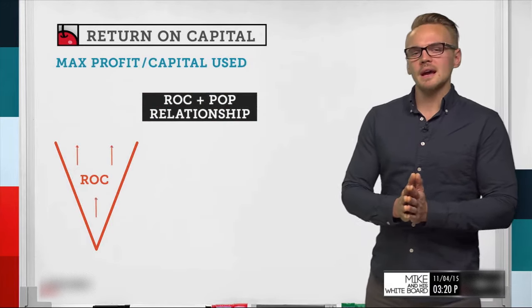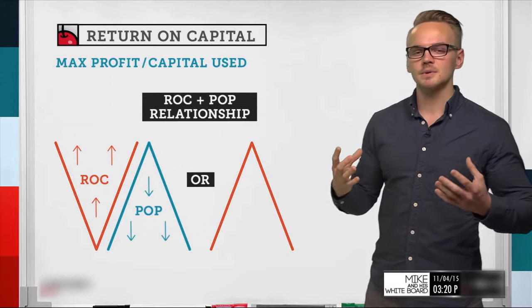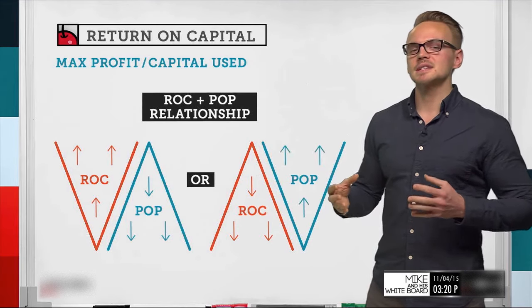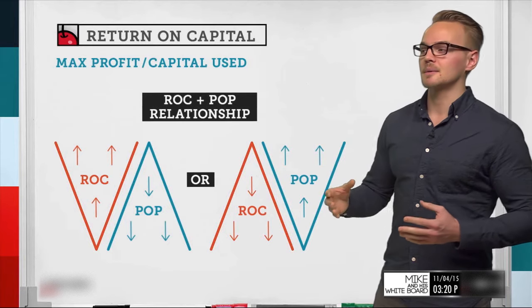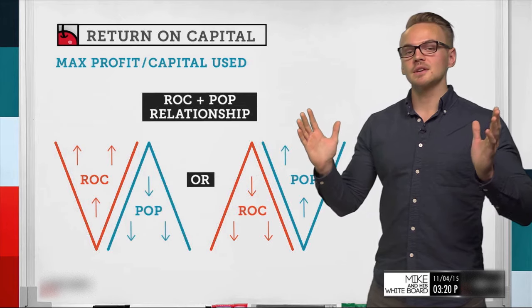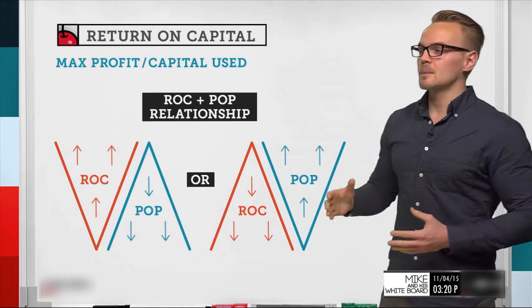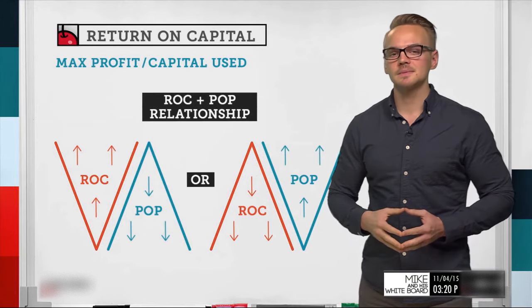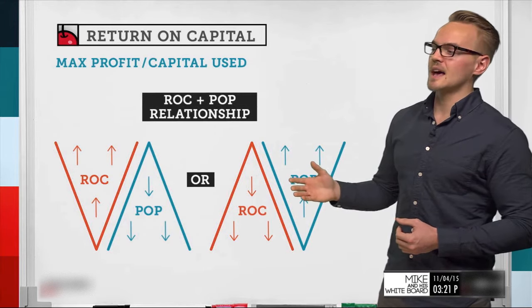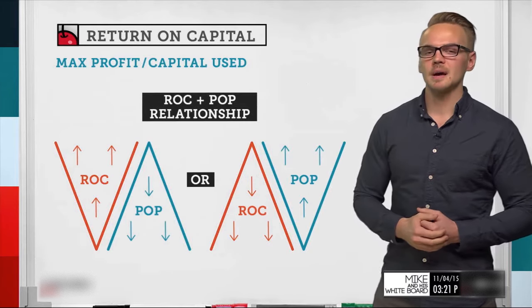So when we're looking at return on capital and probability of profit, there is a relationship. The general relationship is that when I'm increasing my return on capital, I can generally expect my probability of profit to go down. So if we look at this first image here, when return on capital widens or increases, you can see that the probability of profit gets more and more narrow. So essentially, the higher my return on capital is, generally the lower the probability of profit will be. Now, if we flip this on its head, if I am reducing my return on capital, generally that means I'm increasing my probability of profit.